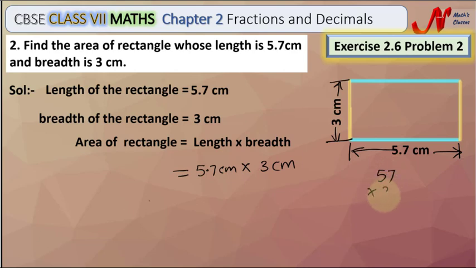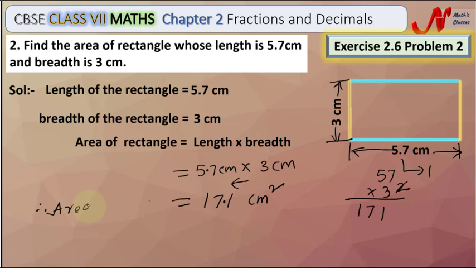Multiply 57 with 3. So we get 3 7s are 21, 3 5s are 15 plus 2, 17. So we get the total product of 171 centimeter into centimeter. We can write this as centimeter square. In the given decimal 5.7 we have only one digit after the decimal point. So in the product, from right to left, we keep the decimal point after one digit. Therefore we can write the area of the rectangle is equal to 17.1 centimeters.